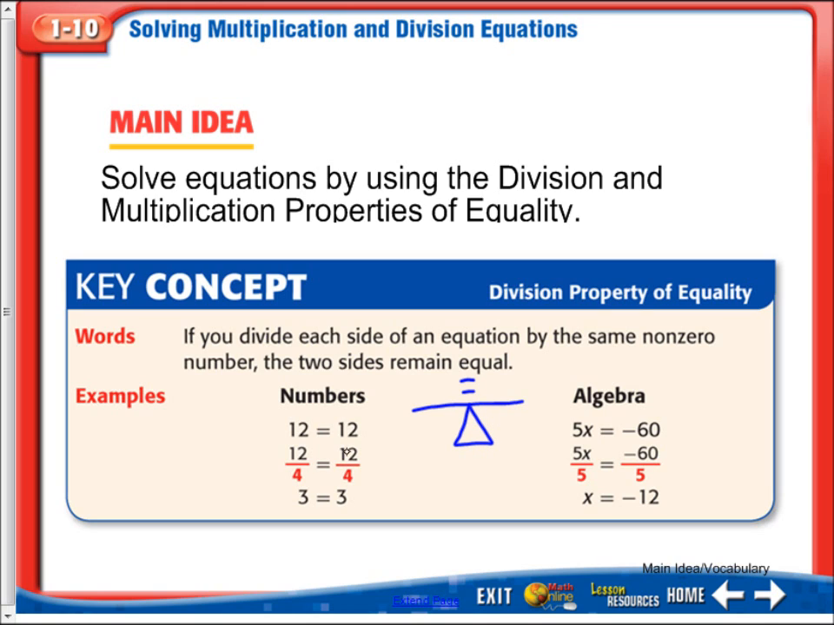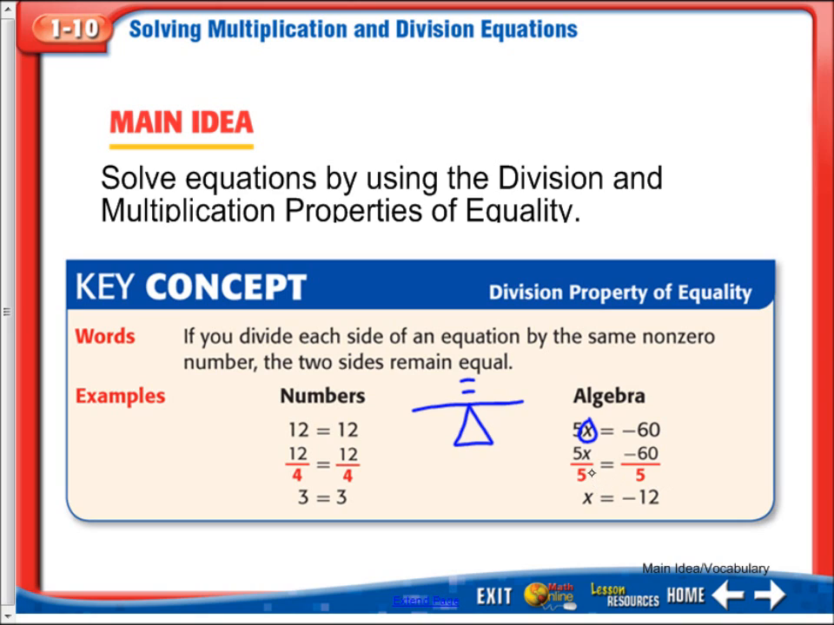If you divide one side by 4, you have to divide the other side by 4. So 12 divided by 4 equals 3, and you have to do 12 divided by 4 equals 3 on the other side as well. Taking a look at the algebra example here, 5 times x equals negative 60. In order to get the x by itself, we must divide by the coefficient. The coefficient of x is 5, so divide by 5. Whatever you do to one side, you have to do the other.